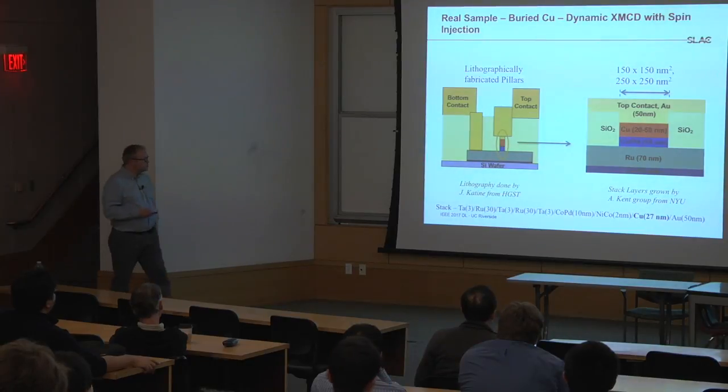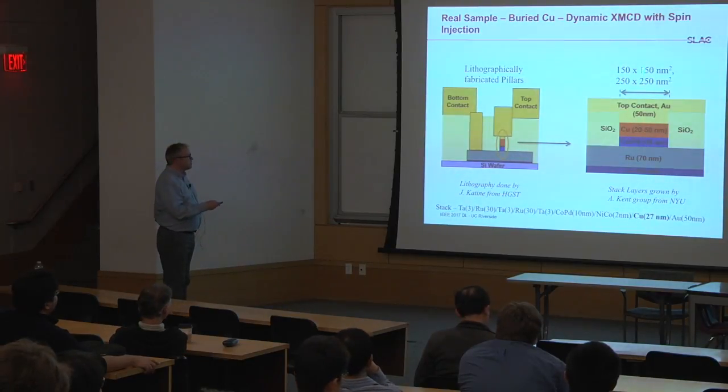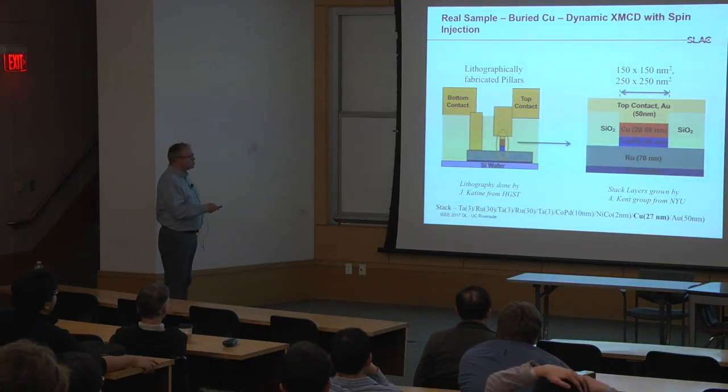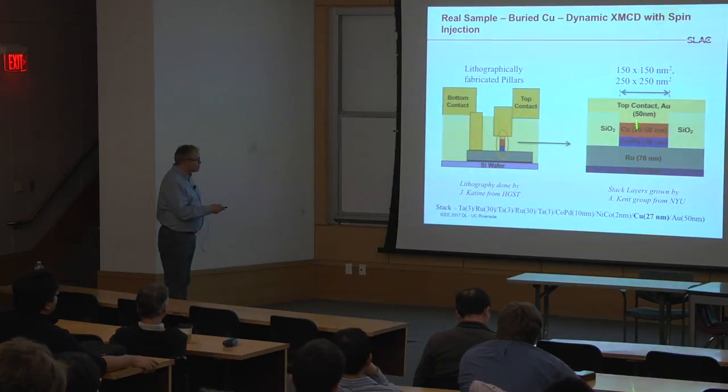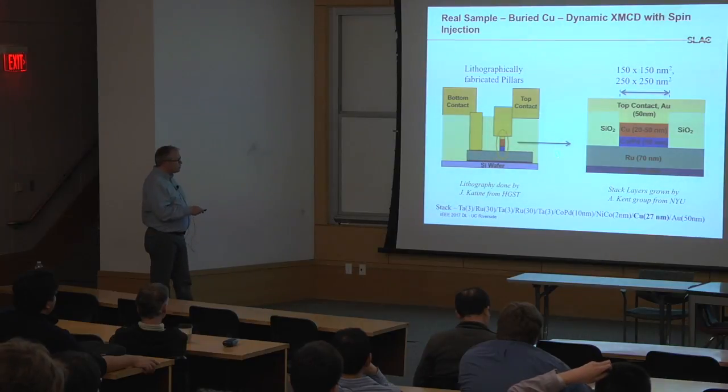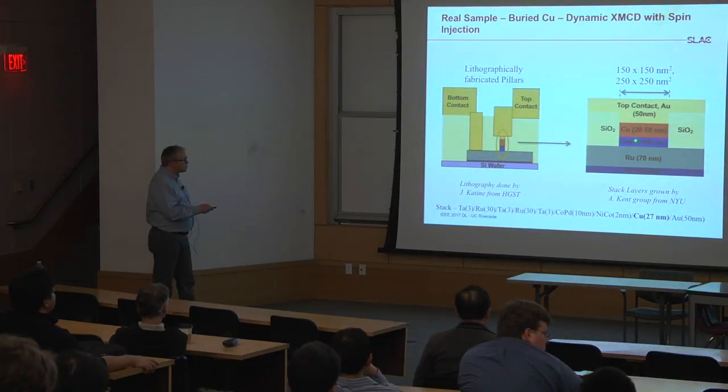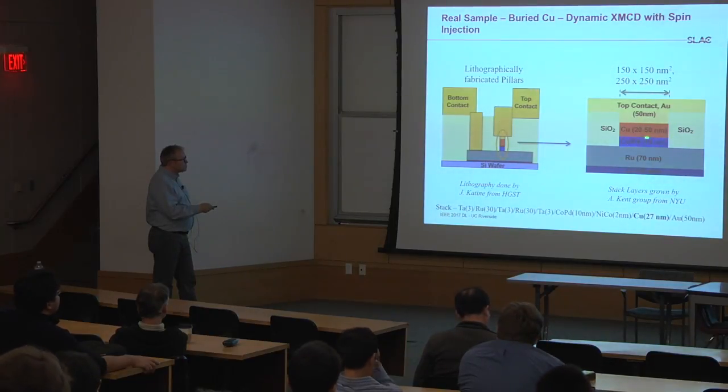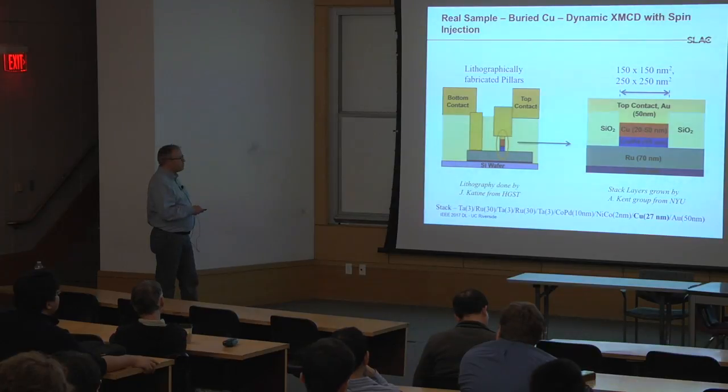And so why do we choose this? The cobalt palladium has a magnetization that's pointing in this direction. Our X-rays, coming from the other side, are probing the magnetization. So you run the current from one system to the other, and what happens is that you produce a spin polarized current in here, and then the spin polarized current enters the copper and makes the copper magnetic.